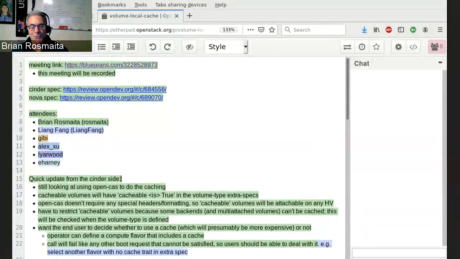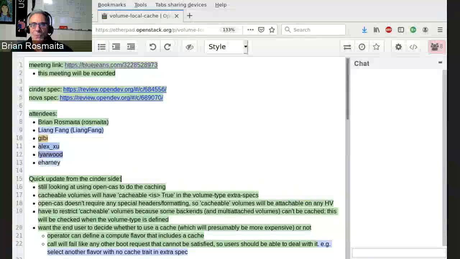So we decided we want the end user to decide whether to use the cache or not, because presumably the hypervisors with the cache are going to be more expensive. And there may be asymmetric use cases where you want to write stuff really fast, but when you analyze it, you've got more time, so you do it on a cheaper VM or something. But anyway, that's the basic idea.